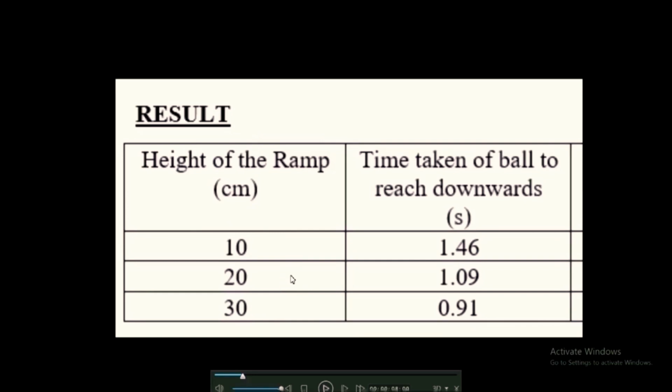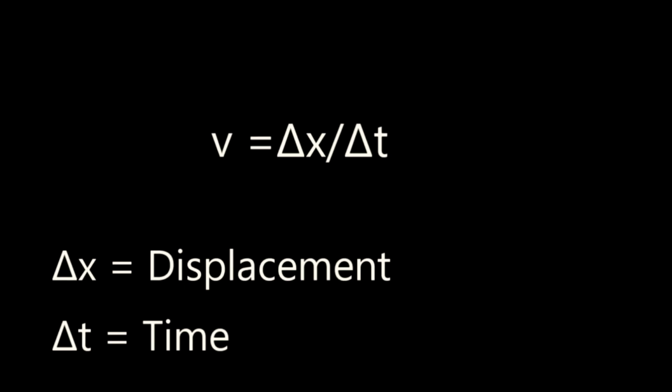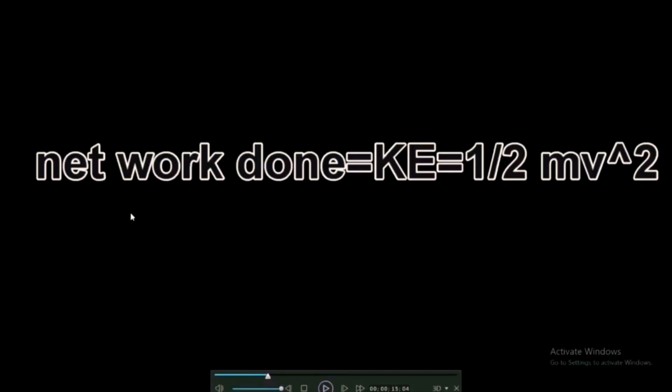If we look at the formula of the velocity, we can see that it is distance, or change in the position of an object, divided by the time. So this proves that when the distance of a ball is increased, the time taken for the ball to reach downwards is decreased. We already know that net work done is equal to kinetic energy and also equal to 1/2 mv squared.